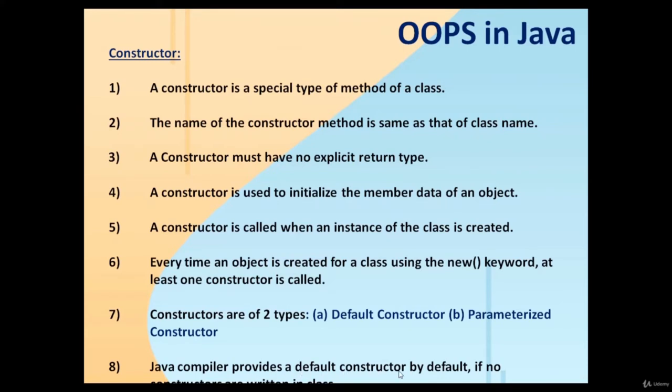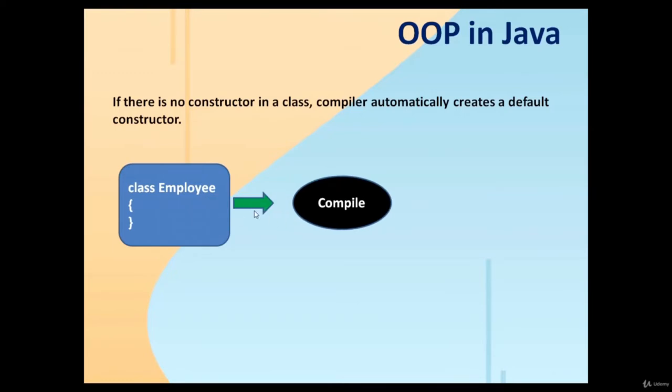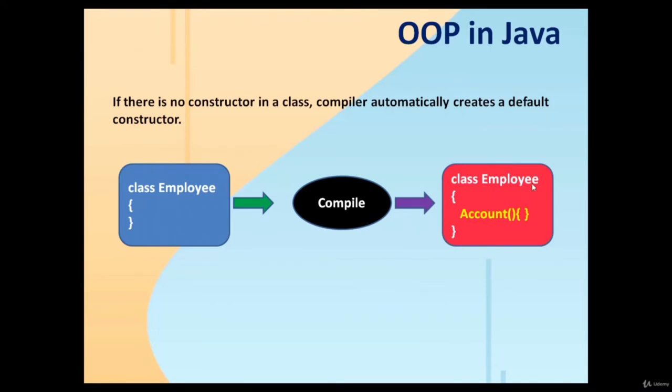Java compiler provides a default constructor at the time of compilation if no constructors are written in the class. So if there is no constructor in a class, the compiler automatically creates a default constructor. For example, I wrote a class called Employee, with no property or any method. When you compile this program, it creates Employee.class, and that class file will contain an Employee constructor. I said Account earlier, that was a mistake. So we will see this practically.